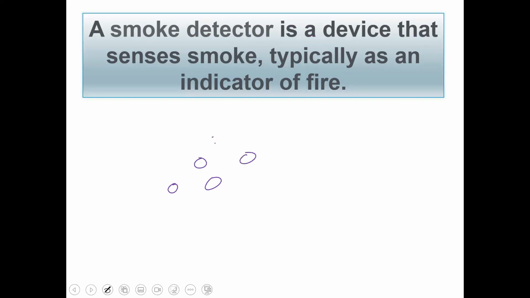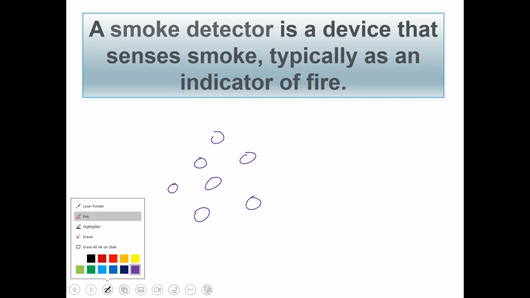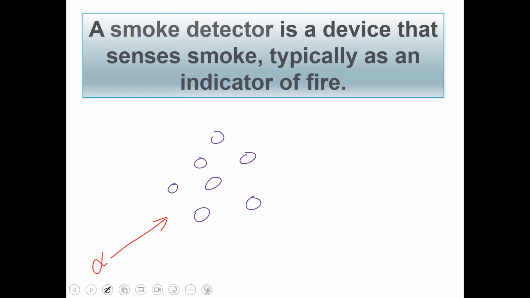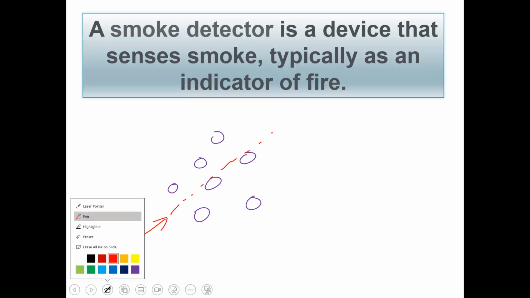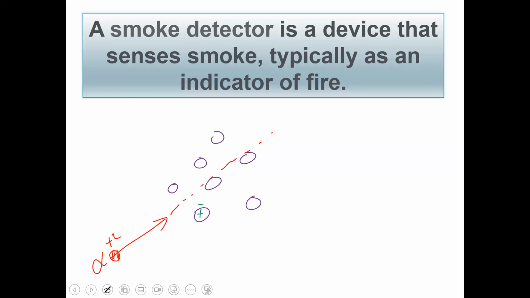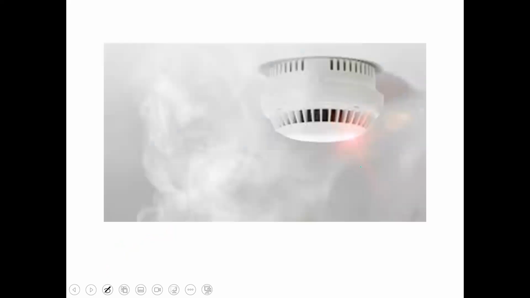Suppose there are some atoms here and suppose an alpha particle is coming from here. Alpha particle has a positive charge. When an alpha particle passes through this medium, look at this, the medium particles are ionized. So ionization is a feature of alpha and beta particles.